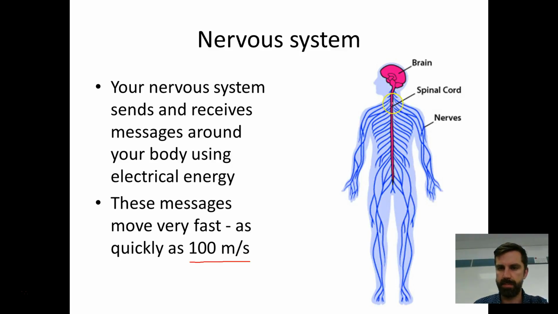Now, if you have a look at the main components of the nervous system, we've got your brain, your spinal cord. Now, your spinal cord's kind of like a big highway for those messages. And then your nerves, and the nerves send and receive those messages to all of the different parts of your body. So they're kind of like the side streets.